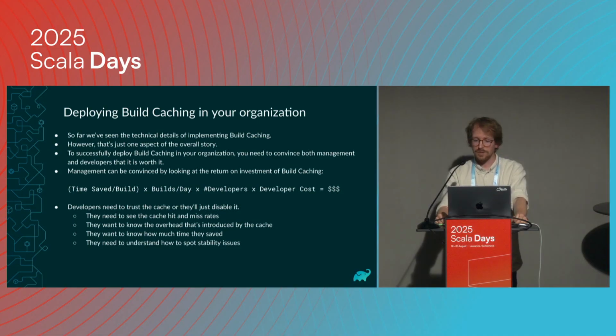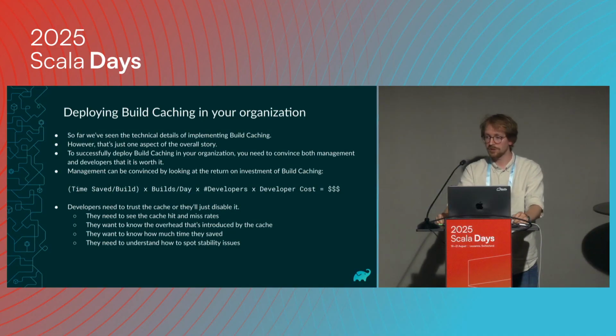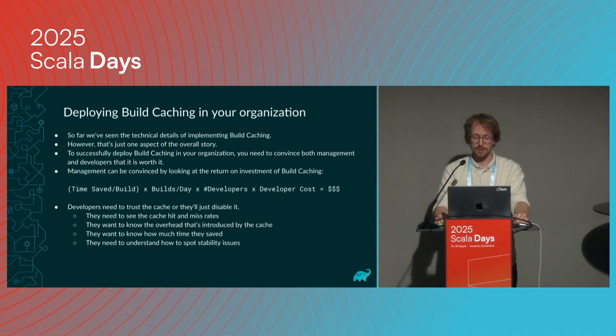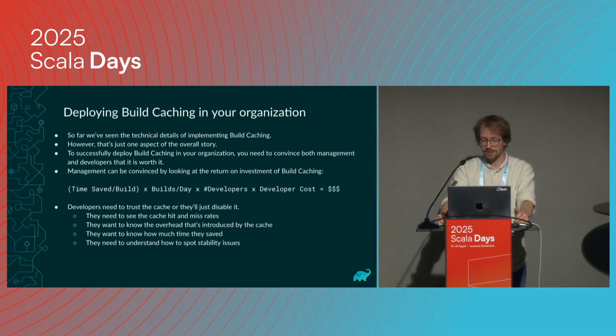So to convince them, you can look at the return on investment. If you say that per build, you save that much time, you do that many builds per day, you have that many developers, each of them costs that much on average, you get some number, and maybe it's worth implementing build caching or not. That could be convincing for management.